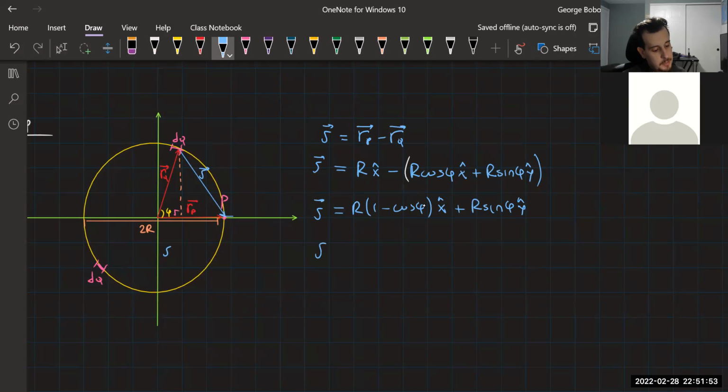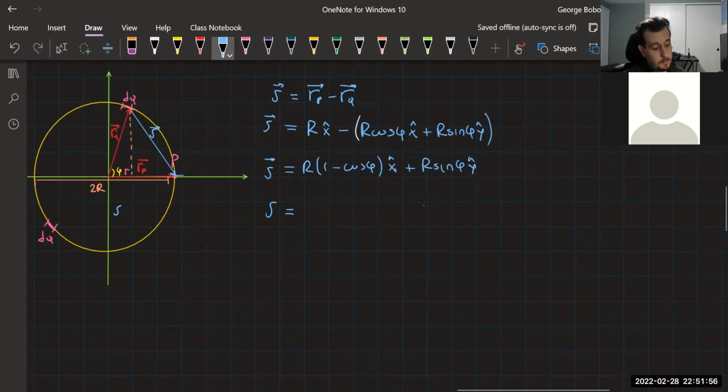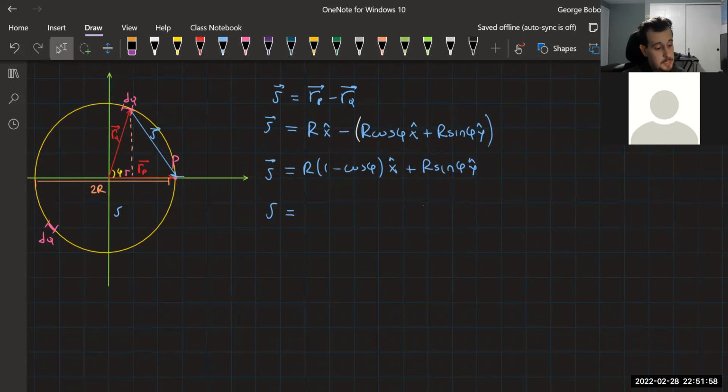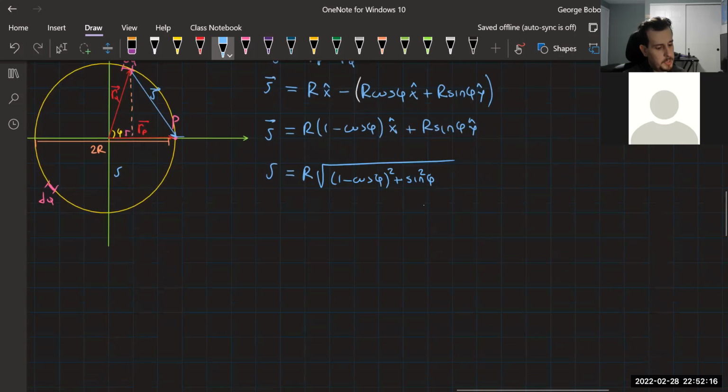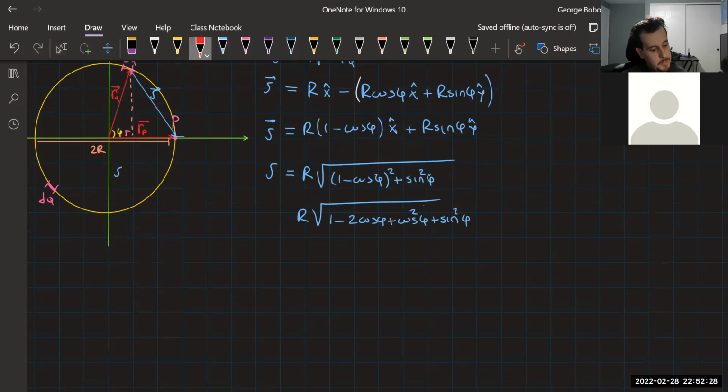And if you want to find the size of it, which is what you want to put on the denominator of dE, you see what you will do. The size will end up being R times the square root of (1 minus cos phi) squared plus sine squared of phi. I think you could open this up if you wanted to, because you'll get a little bit of a simplification, because that's just one.